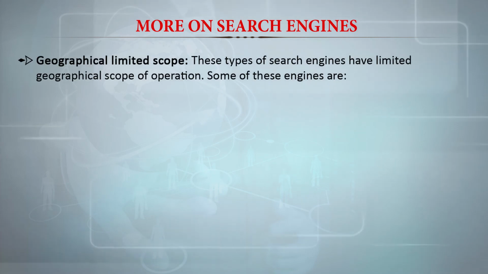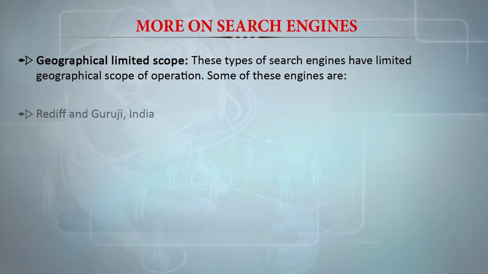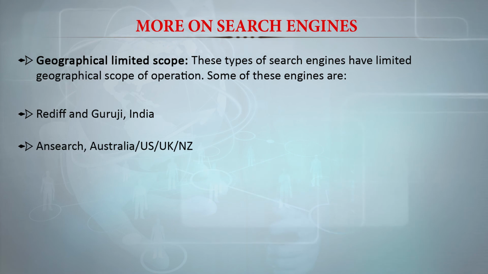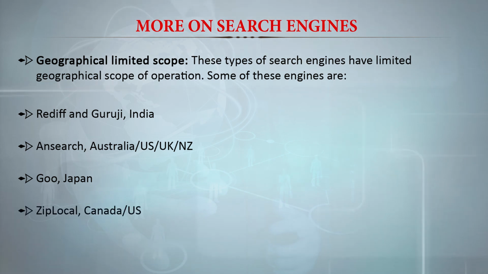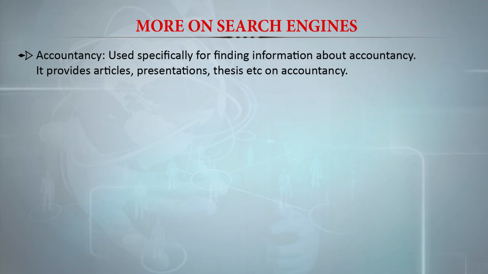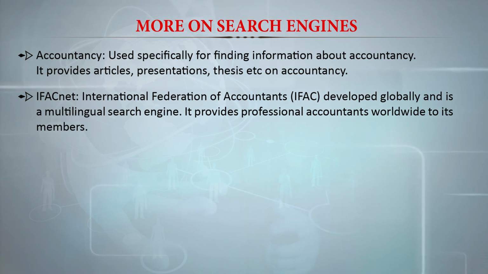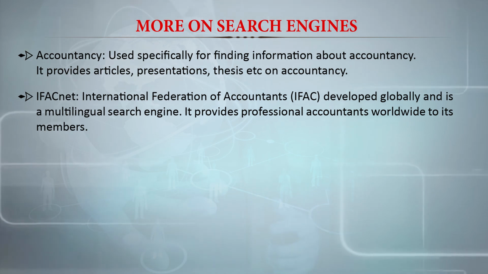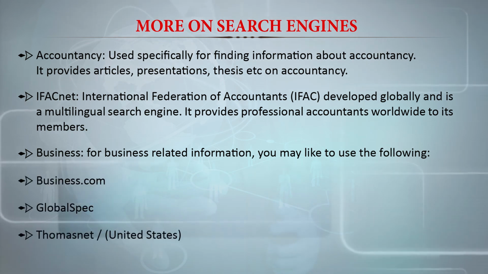Then there are also search engines which have a geographical scope of operation. For example, Rediff and Guruji for India, and Search for Australia, US, UK and New Zealand, Goo, which is a search engine for Japan, and JipLocal for Canada and US. Then we have specific accountancy related information search engines like IFAC Net. Then we have specific search engines which are related to business information such as business.com, Global Spec, ThomasNet.